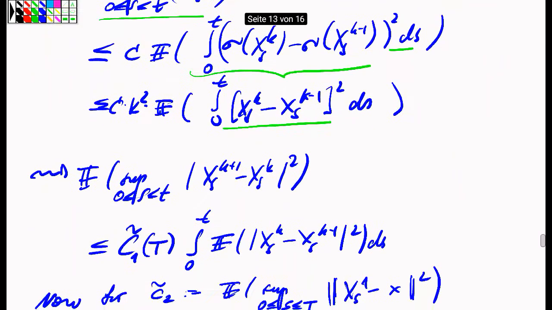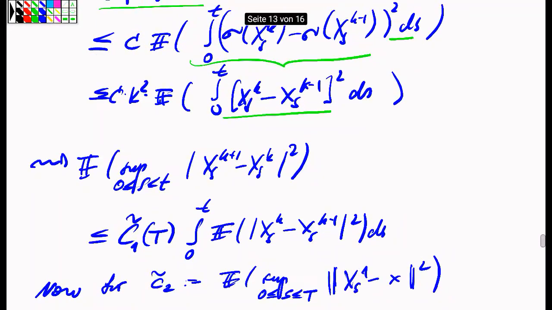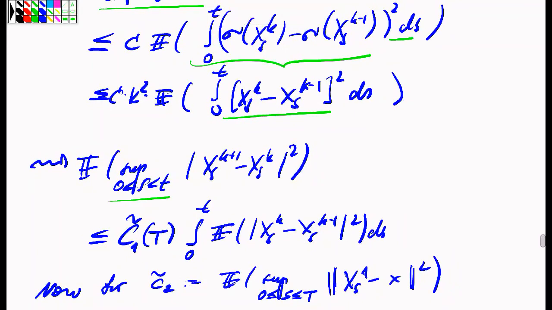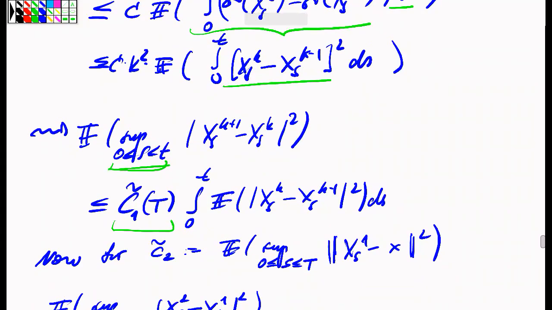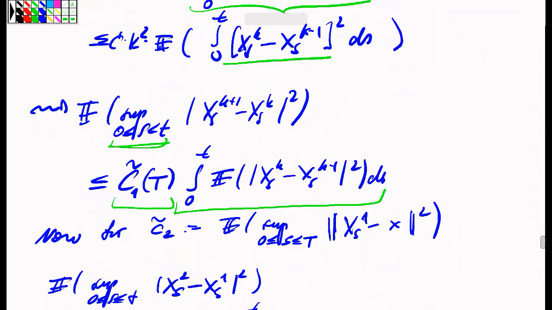So altogether, if I put this all together, this finally tells me that I can estimate the expectation of the supremum of the two processes X^{k+1} and X^k on the time from 0 to little t by a certain constant, which depends only on the number capital T, on the maximum time index or time parameter on which I want to do this whole analysis, times the integral from 0 to t of the stochastic of the difference of the processes one level below.